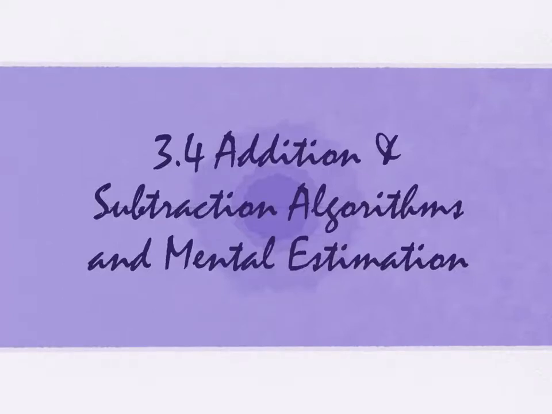This section, 3.4, Addition and Subtraction Algorithms and Mental Estimation. What we're going to be working on this section is algorithms, and all that loosely speaking that algorithm means is a way of doing things, a process for doing things. And the process we're going to do these things for is for adding and subtracting whole numbers. Remember, we're still working with whole numbers in this chapter.